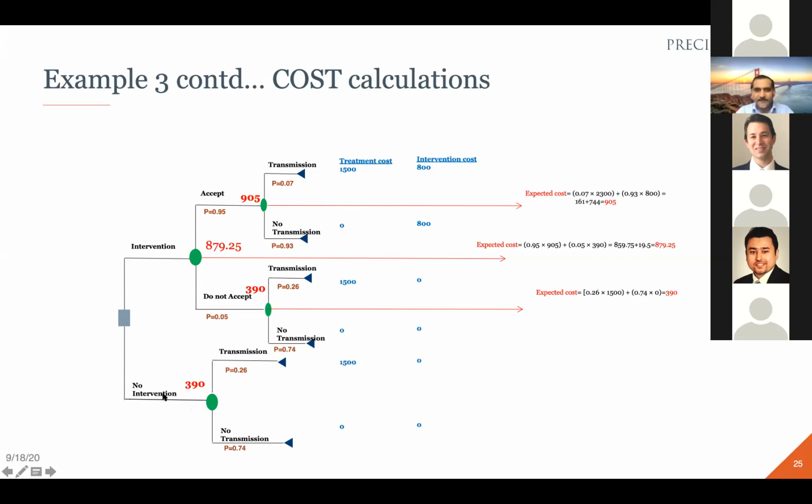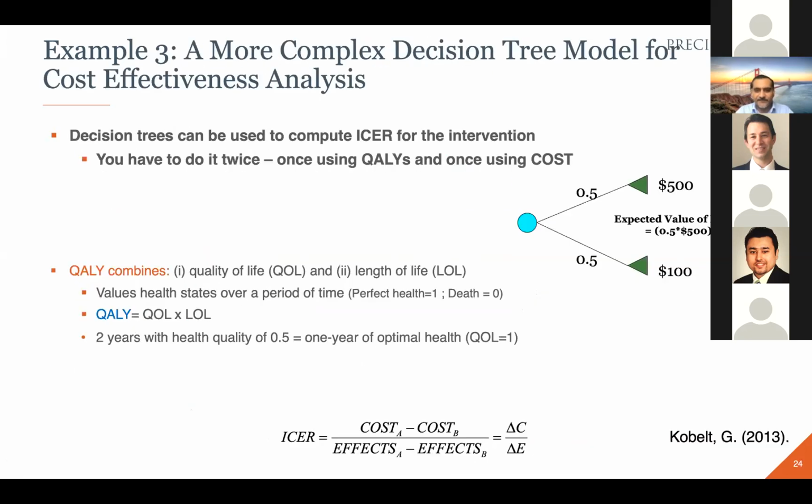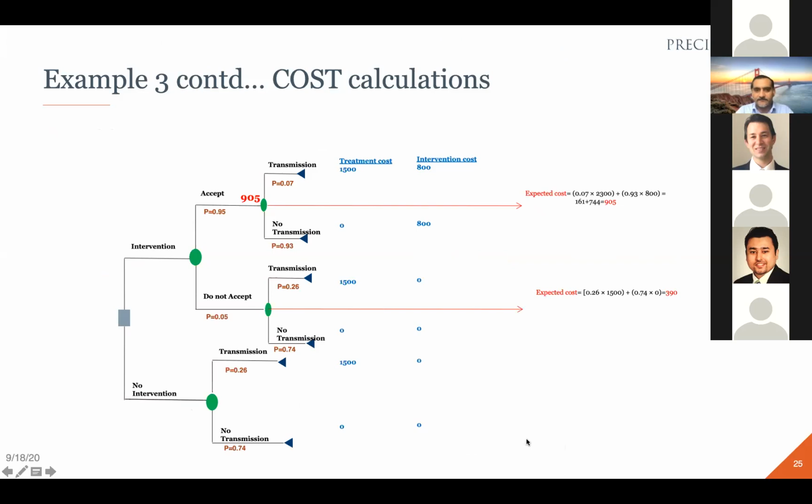But again, the cost is not sufficient, because remember, in the incremental cost-effectiveness ratio, we have to find the denominator here, which is effects, which is QALY. So you have to redo this chart. You have to redo this decision tree for QALYs also.